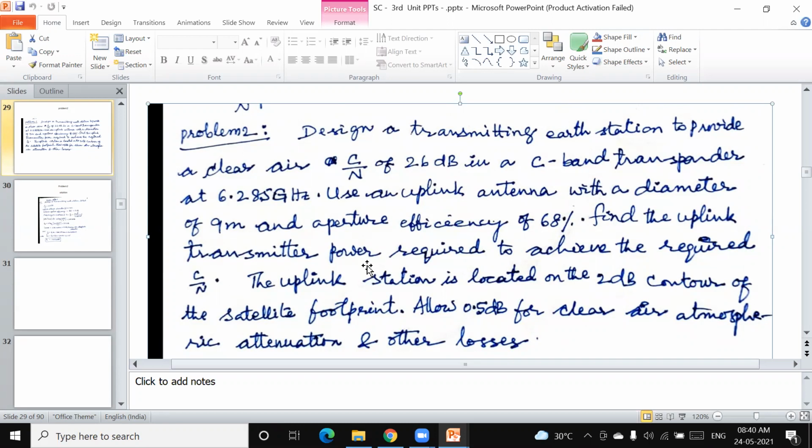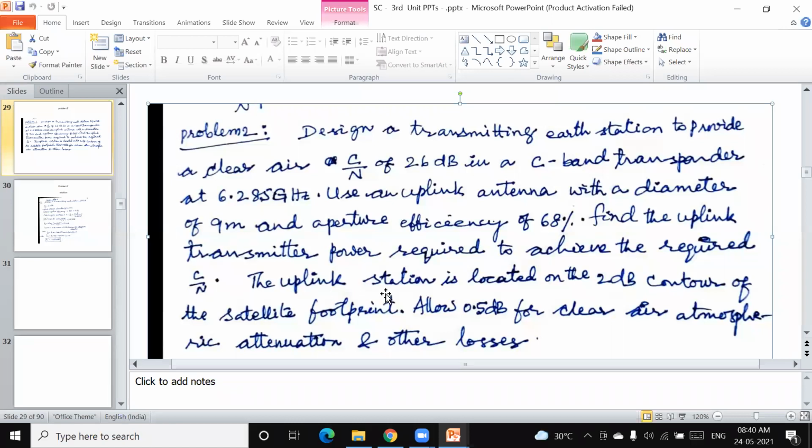So in the given problem, you have to know what data has been given and what data or parameter you need to calculate. What is your aim in this problem? You must be very clear about that. Therefore, find the PT. That is what he has asked us to find, to achieve the required C by N.